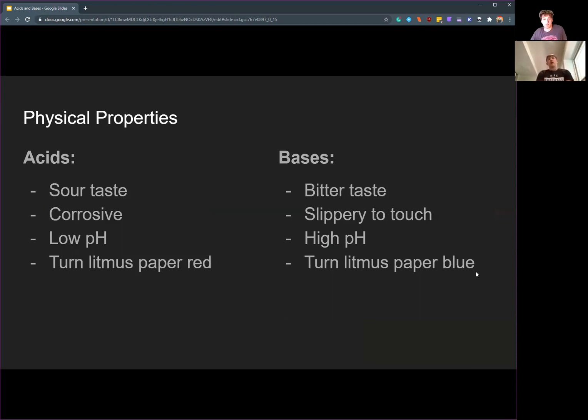All right, so some physical properties of each. Some acids have a sour taste, while bases have more of a bitter taste. Obviously, there was a discrepancy in that: Aaron noted that coffee is an acid, yet it has a bitter taste. Acids have a low pH, while bases are the opposite. They have a higher pH. Acids turn litmus paper red, while bases turn litmus paper blue. And an acid is corrosive, but a base is slippery to the touch.